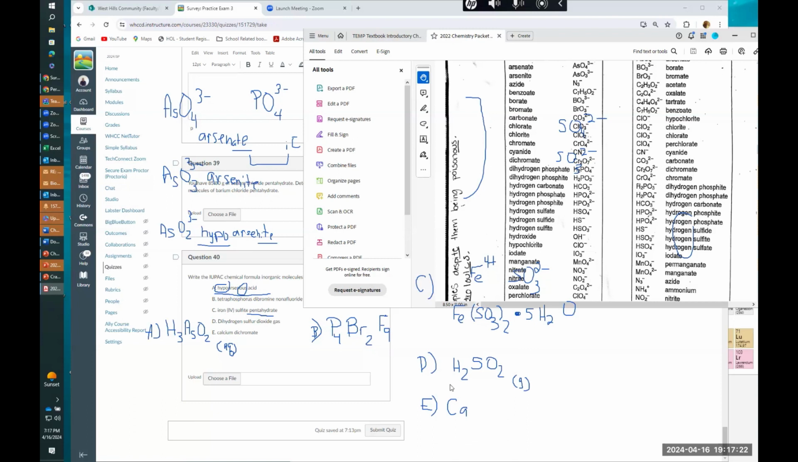So then calcium is going to be what charge? Positive 2. So it's 2 plus, and then the dichromate is going to be 2 minus, so they match up perfectly. They balance. So I just need to write the chemical formula. So Cr2O7.